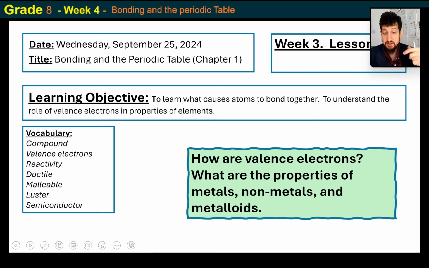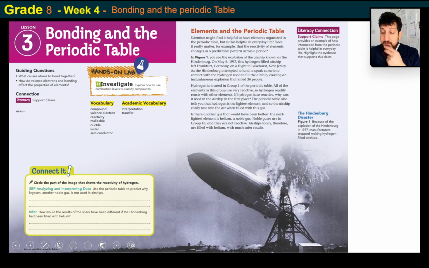This is the learning objective. We are learning about valence electrons. What are valence electrons? Compounds, reactivity, ductile, malleable, luster, semiconductor. All of these words, we'll learn what these words mean. Let's begin with this. Bonding and the periodic table.